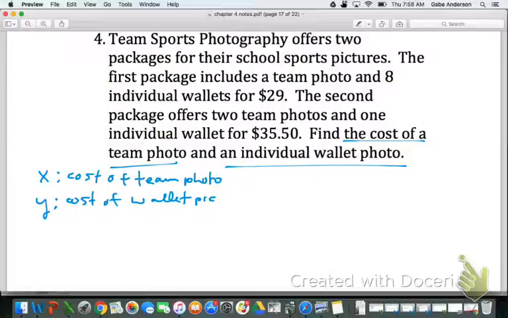Okay, so there are two different packages, and both packages involved the team photo and the individual photo. Right? What else do we know? Like, do we know any prices? Obviously, we're looking for the price of the team and the wallet pick. Do we know other prices? Amelia, what could we use to help us with that?